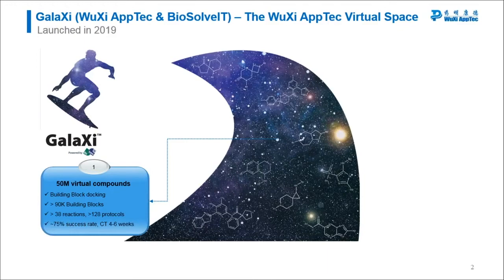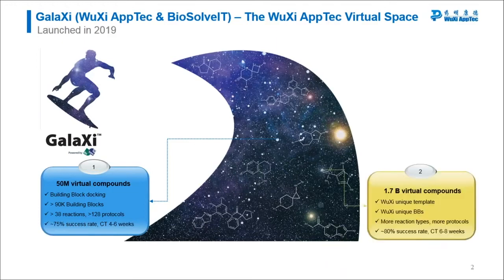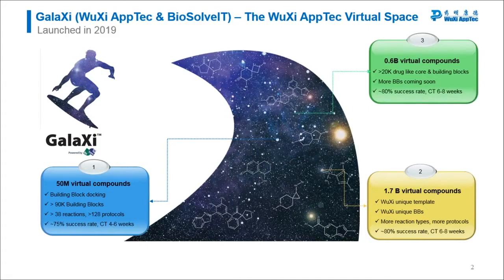The first part is the building block docking part. This part has 50 million virtual compounds, composed from more than 90,000 building blocks. The second part is based on our WuXi unique templates, and we have also put WuXi unique building blocks in this part to ensure compound novelty and diversity. The third part is around 0.6 billion virtual compounds, which rolled out just last year. This part is based on 20,000 drug-like cores and building blocks, and more designs are coming soon. With all these 3 parts, we can ensure faster delivery within 4 to 6 weeks, with a 75 to 80% success rate.